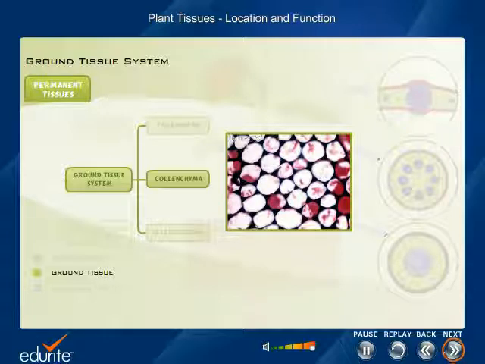Collenchyma are living cells that are thick at the corners. They give strength to all the parts of the plant. They are usually packed with no intercellular spaces.